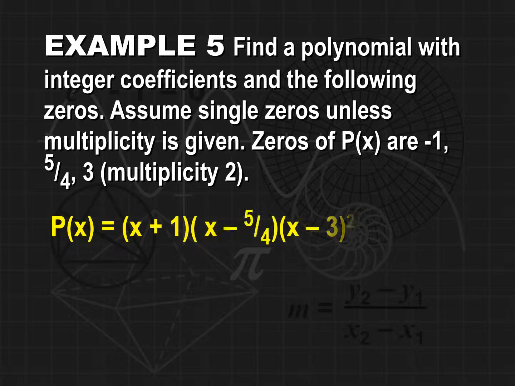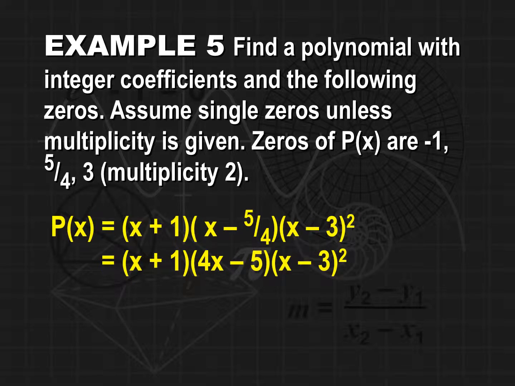Okay? So if these are the zeros, remember the factors are x minus a. So x minus -1, which is x plus 1, x minus 5/4, and then x minus 3, but it happens twice, so x minus 3 squared. So all we have to do now is multiply these together. It looks like we went ahead and killed this fraction. So instead of saying x minus 5/4, we multiply everything by 4, and we get 4x minus 5.